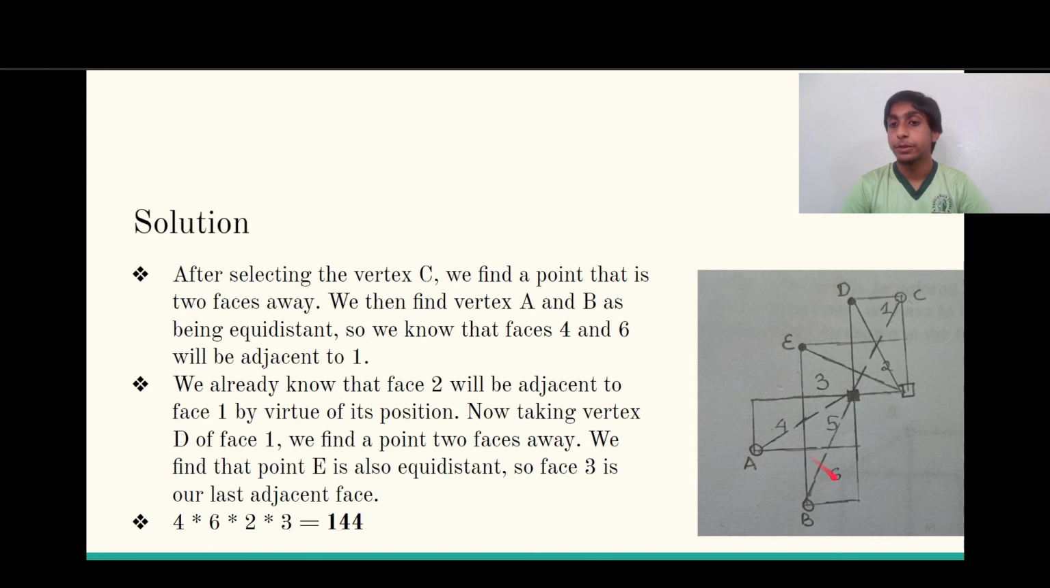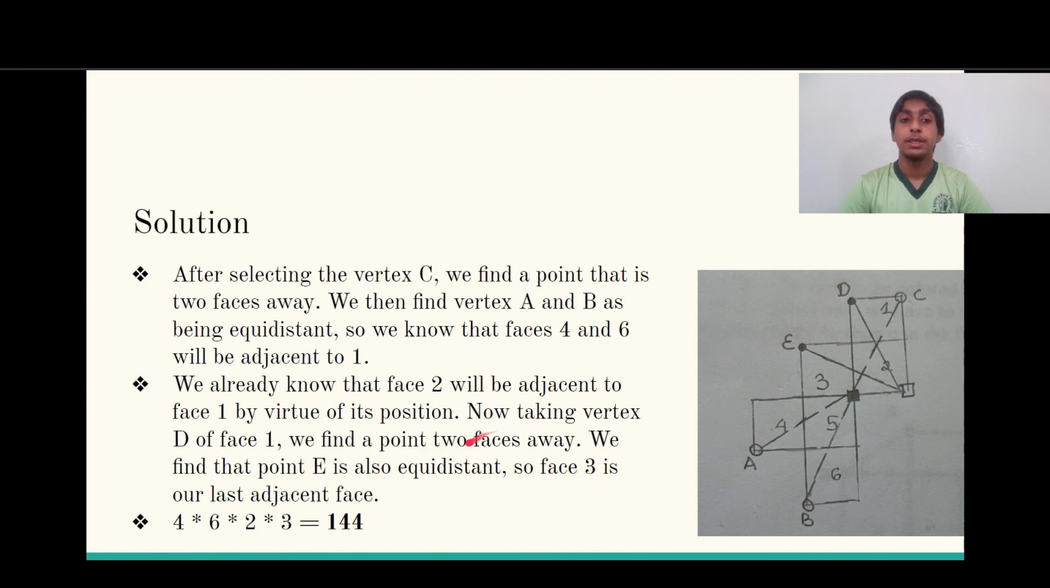So they're on face 4 and 6. They're equidistant from this square that I shaded in, and they're the same distance away as C. So that's how I know that faces 4 and 6 will be adjacent to 1. They'll be touching each other. Now, we also know that face 2 will be adjacent to face 1 by virtue of its position, because face 2 is right here, and it's literally touching face 1 on a whole side. So that's how we know that face 2 will also be adjacent. So we know 3 of the 4 faces that will be touching: 2, 4, and 6.